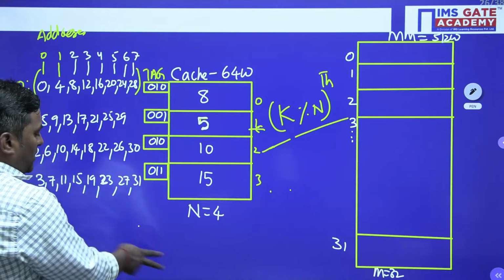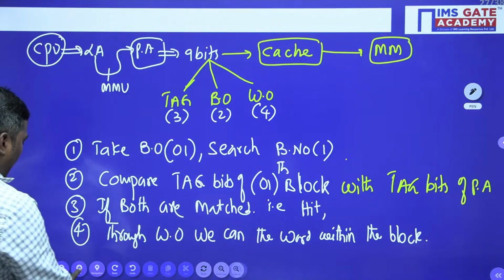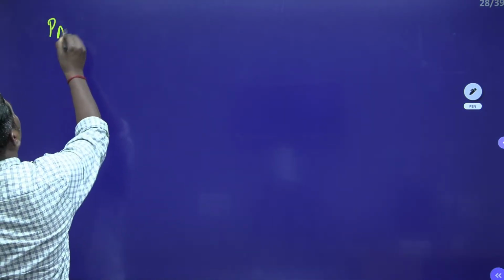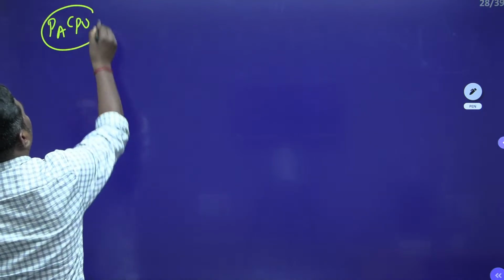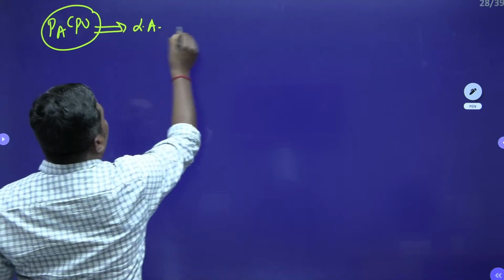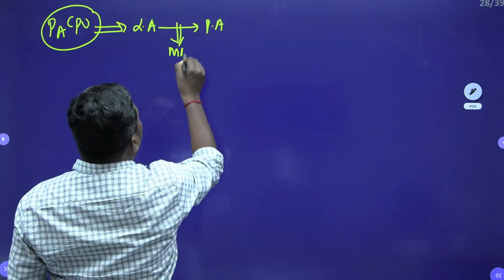Everyone, please understand. Suppose I am taking the scenario. Process A is running in the CPU. It generates the logical address, which is translated into a physical address with the help of the memory management unit.